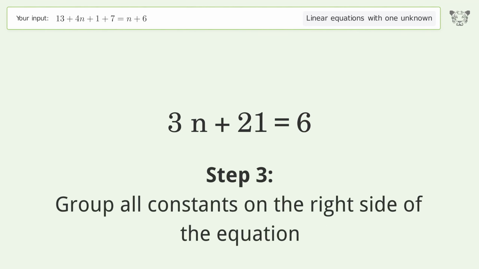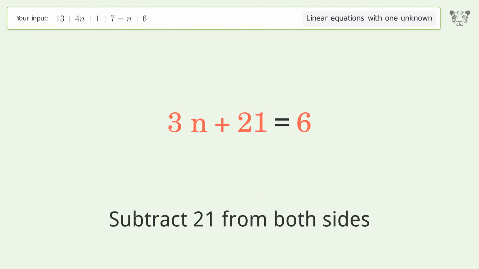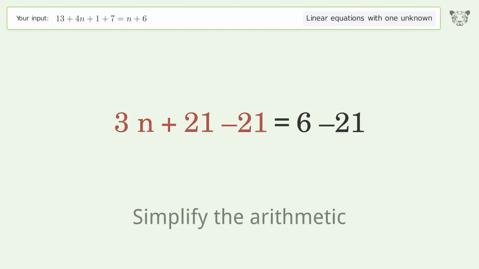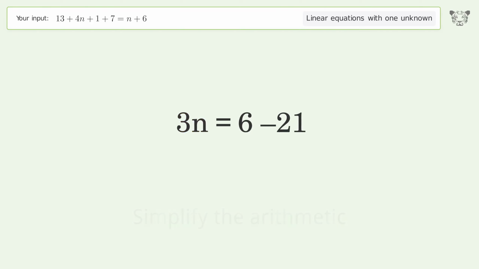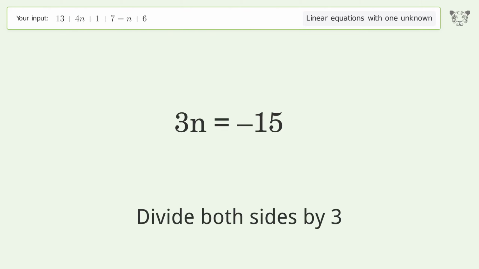Group all constants on the right side of the equation. Subtract 21 from both sides. Simplify the arithmetic. Isolate the n. Divide both sides by 3.